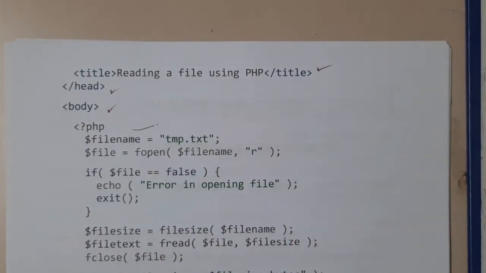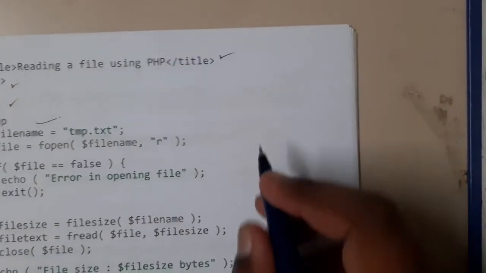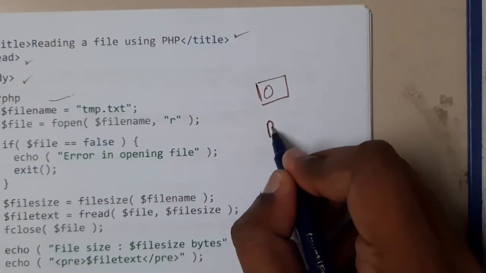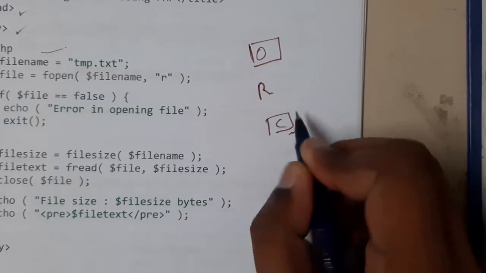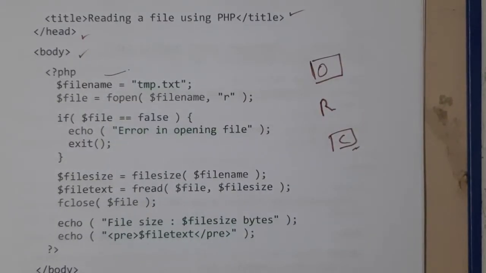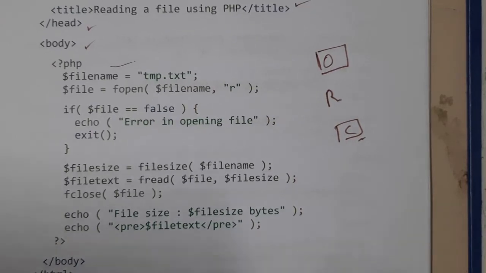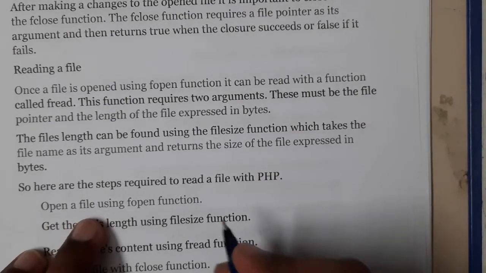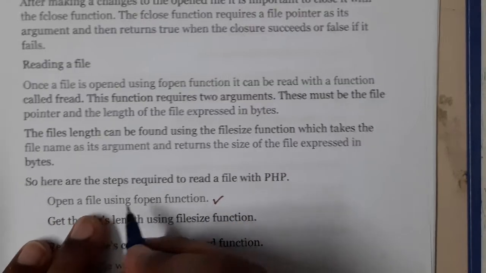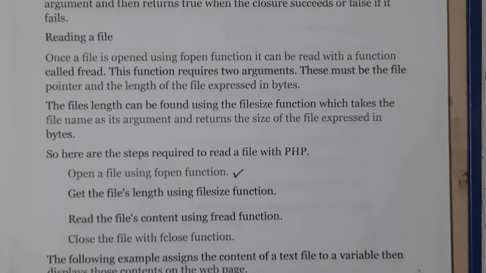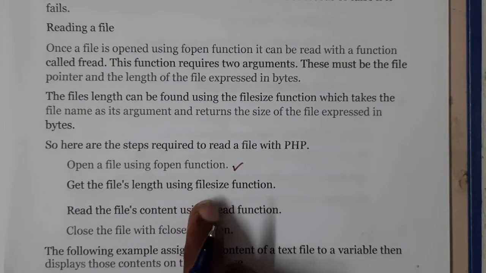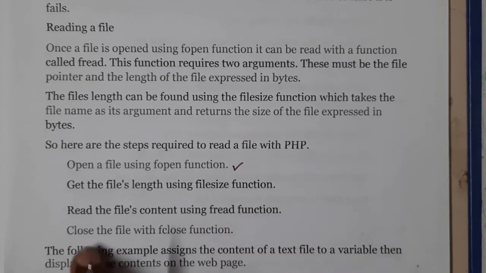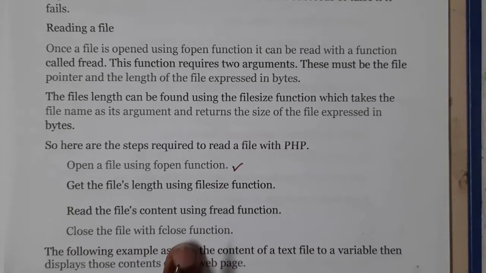We are discussing how to read a file, right? What is the first step to read a file? You need to open it, then read it, then close it. These are the three steps you can assume. In our theory it was given in four steps, but anything will work. Open a file using fopen, which is nothing but the file open function. Similarly, get the length using the filesize function. Then read the file content using fread, that's the file read function. Close the file with fclose, that is the file close function.